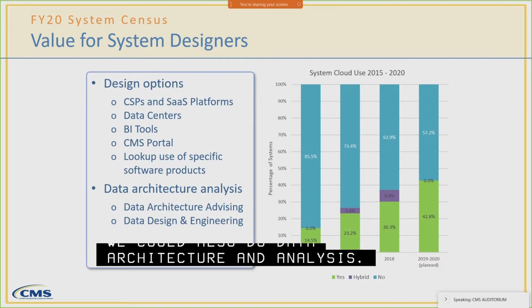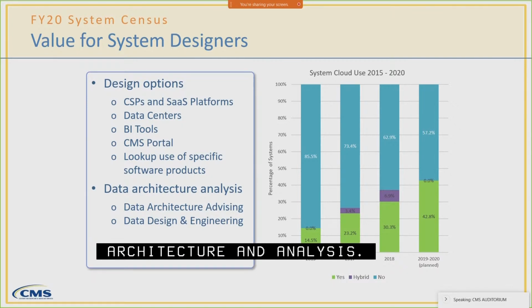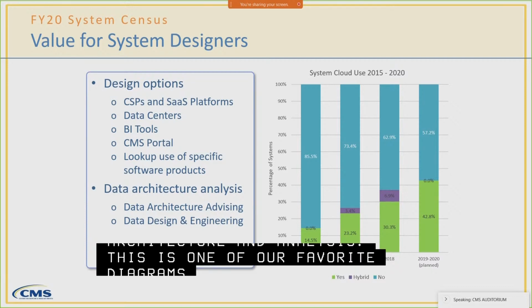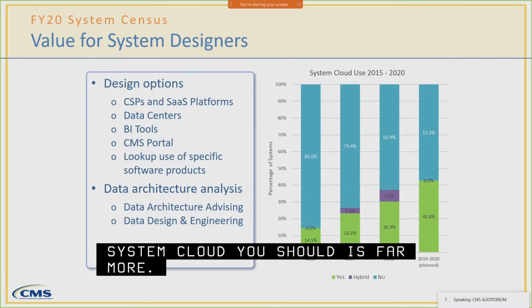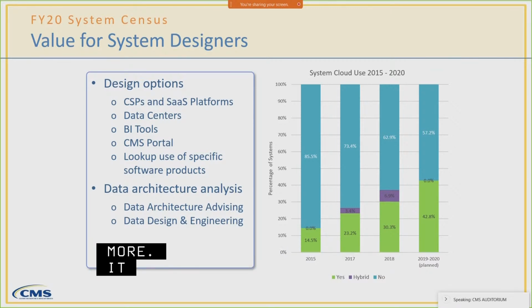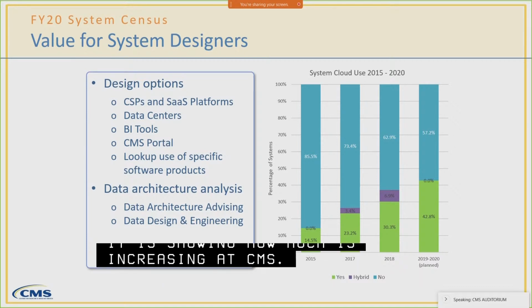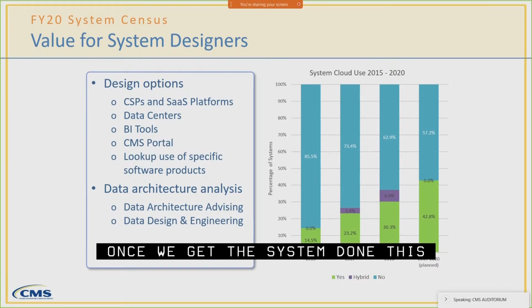And this is one of our favorite diagrams that we came up with early last year. The system cloud use at CMS is from our data from the census, and it's showing how much cloud use is increasing at CMS. Once we get the system census done this year, which is ending in 8 working days, we'll have another bar here, which will be very impressive, much higher.